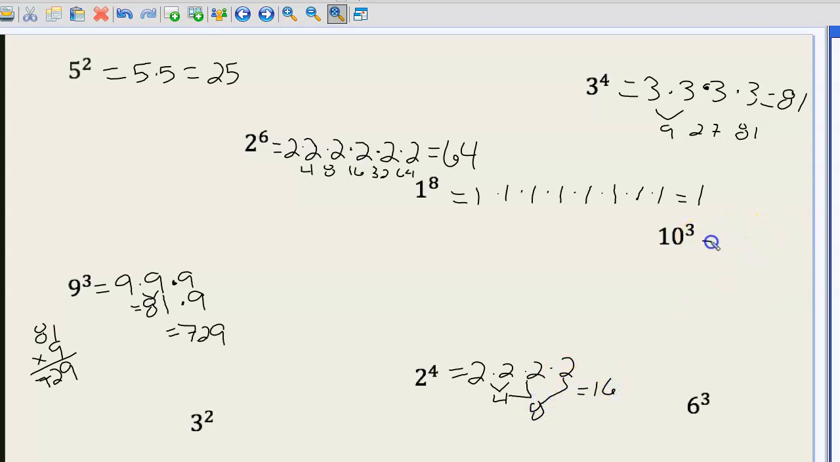Okay? 10 cubed. 10 times 10 times 10. So 10 times 10 equals 100. And 100 times 10 equals 1,000. Okay, so then here I have 6 cubed, 6 times 6 times 6. All right, so 6 times 6, that would be 36. 36 times 6, let's see.